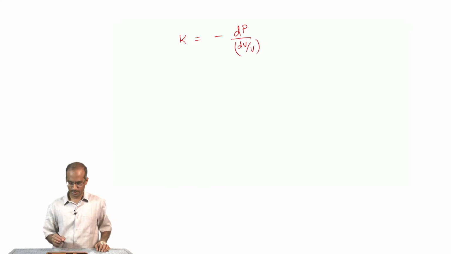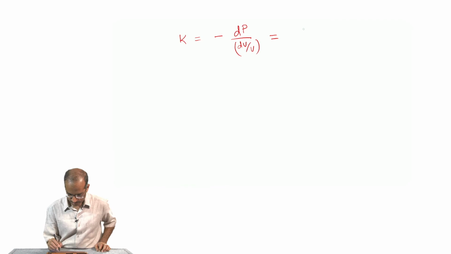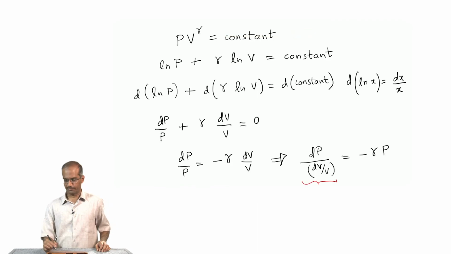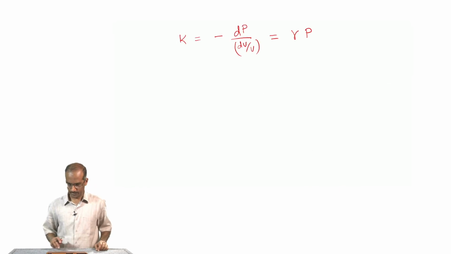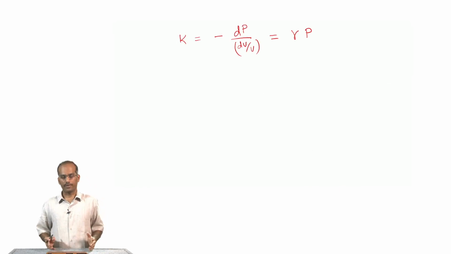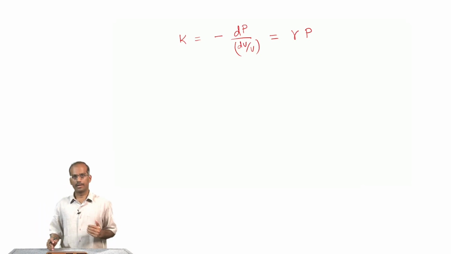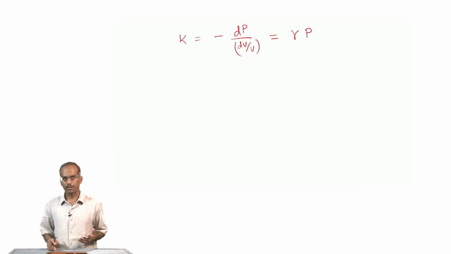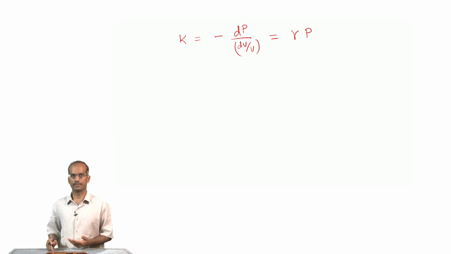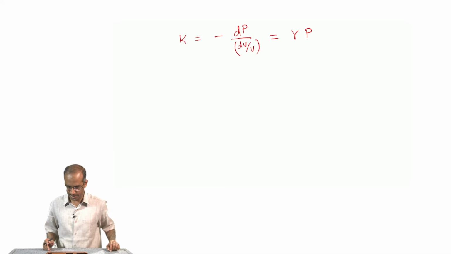So, let me rewrite it. So, bulk modulus will be minus dP divided by fractional change in volume, and that is equal to gamma times P. So, that is what we get from here. So, now you can see what we have achieved. We are able to relate the bulk modulus to pressure, and this gamma is of course the ratio of specific heat constants.